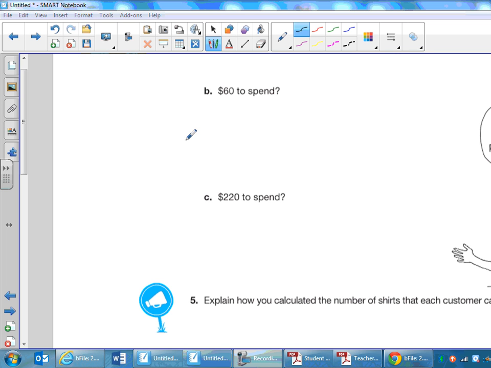Now on your own, you're going to do B and C, and in your own words, explain how you calculated the number of shirts that each customer can buy, and make sure you mention that you can't have half a shirt. So if it comes out with a decimal, you need to round down or round up, or whatever you need to do according to what is going on with the situation. Do that now and press play when you're ready.